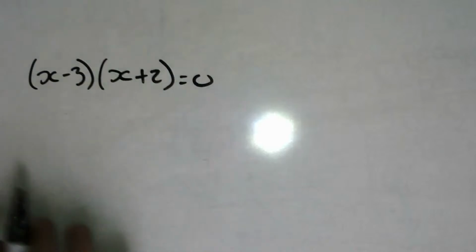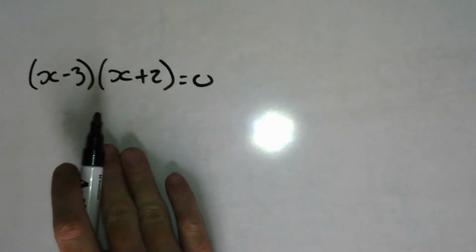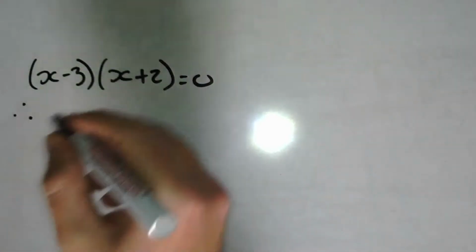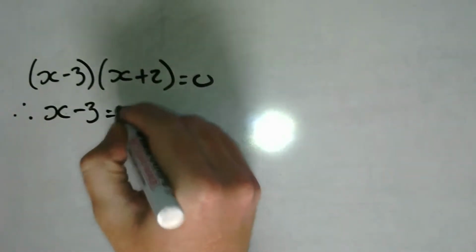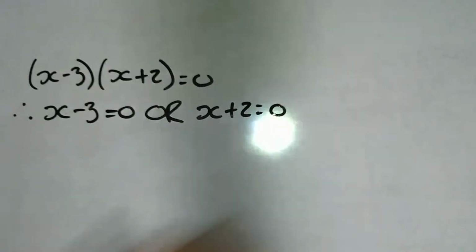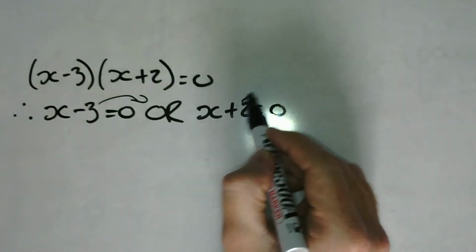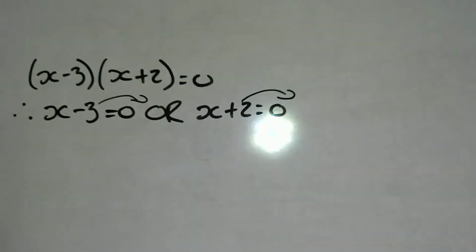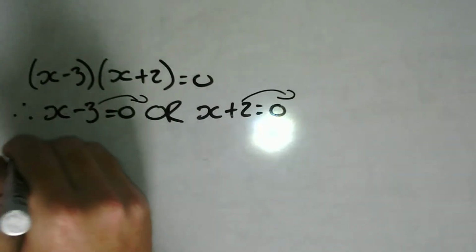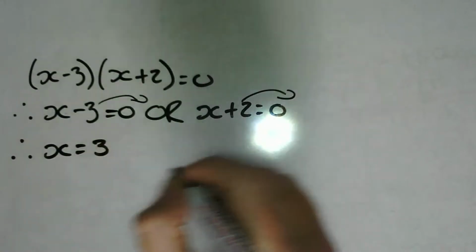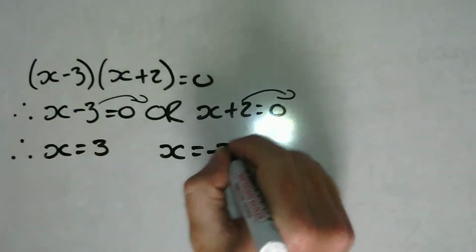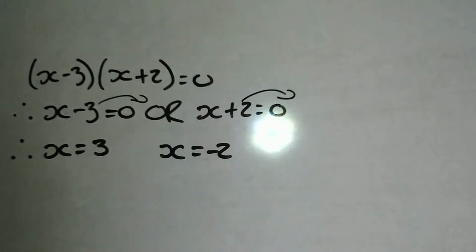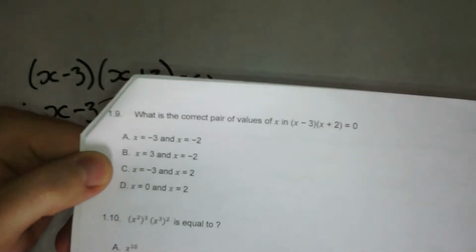Now they've done the factorization already for you in terms of an equation. So what you need to do then is say, therefore, x minus 3 is equal to 0, or x plus 2 is equal to 0. Obviously you need to carry this over, and as soon as you carry them over, the signs will change to the inverse. So x is equal to positive 3 as well as x is equal to negative 2. And your option in this paper would then be option B.